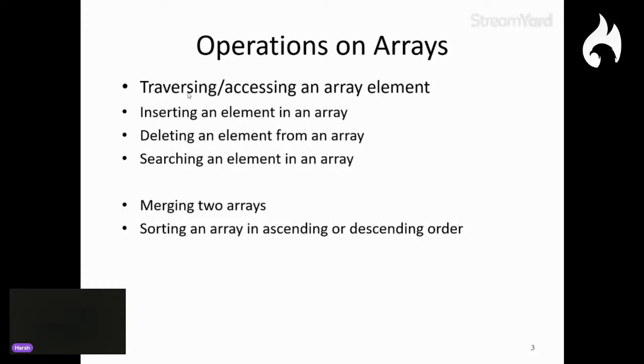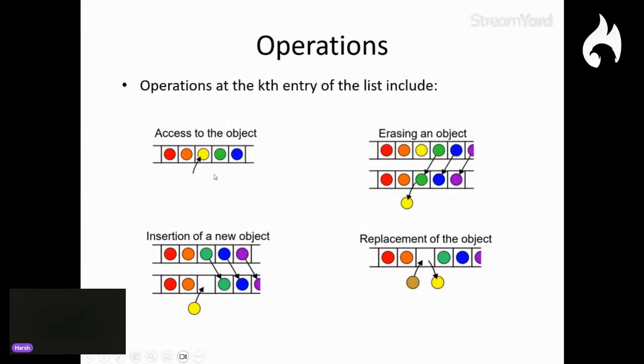Another two operations that can be done on arrays are that we can merge two different arrays in two unique ways, and we can also sort an array in ascending or descending order. This is again another topic which includes different sorting algorithms. So here is a quick summary of all those operations which I have listed out in the previously presented slide.